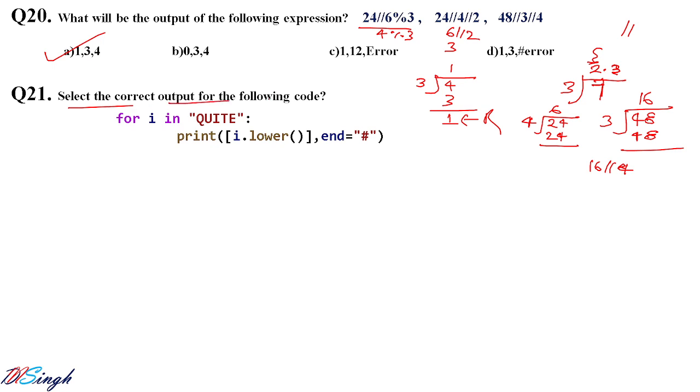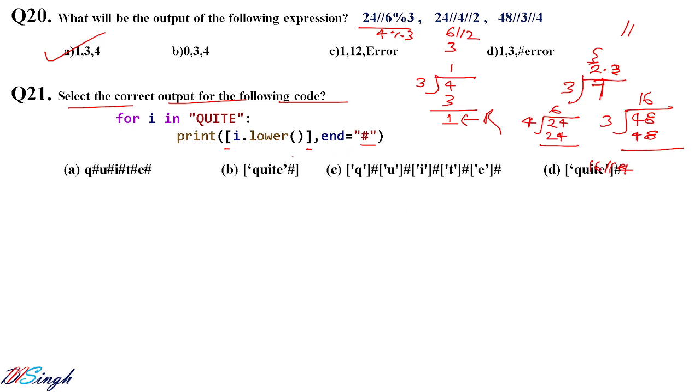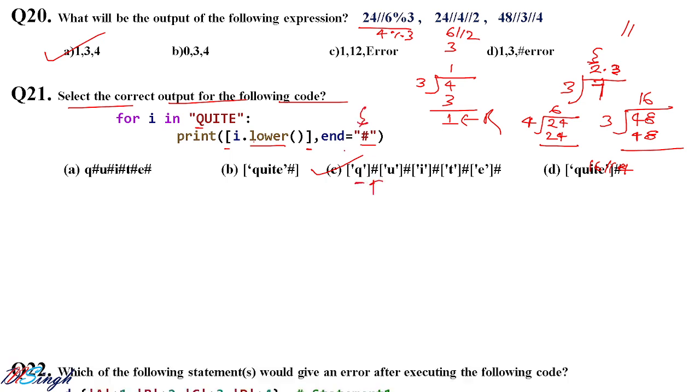Here you have: select the correct output of the following code. For I in quite, print I dot lower, and these are the two square brackets that are going to come as they are, and then hash. So the output will not come on a new line, it will come on a single line, and each time you are going to append hash to it. Okay, fine. So I will have the single element of this string, and that too in the form of a string, and convert it into a lowercase letter due to the function called lower. So option C is correct. Okay, like that, and this hash is appended due to this end statement.